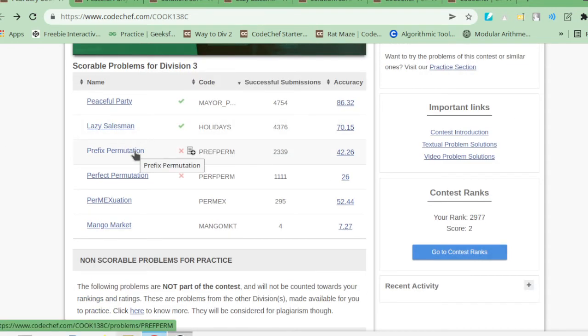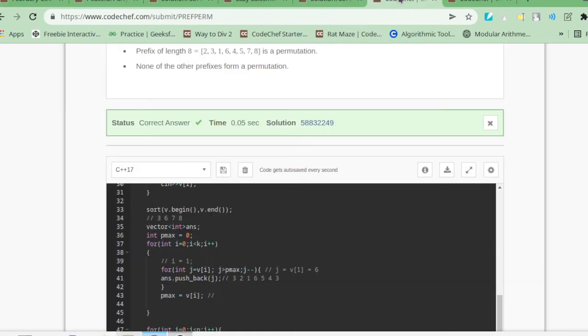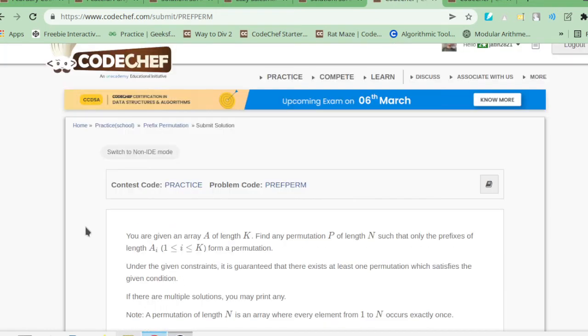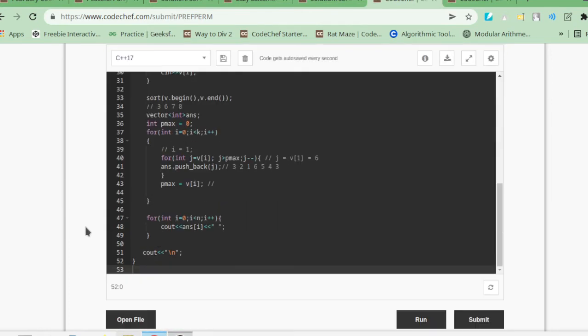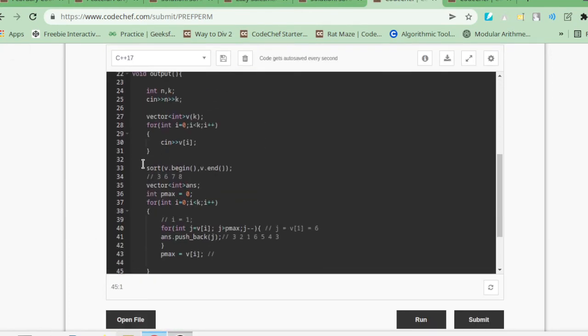probably by tomorrow. The third question was Prefix Permutation. It was a seriously interesting problem. It took a lot of time, but ultimately it got correct after the contest. Here we have to sort something, and then we have to do some manipulations. I hope you can see the code.